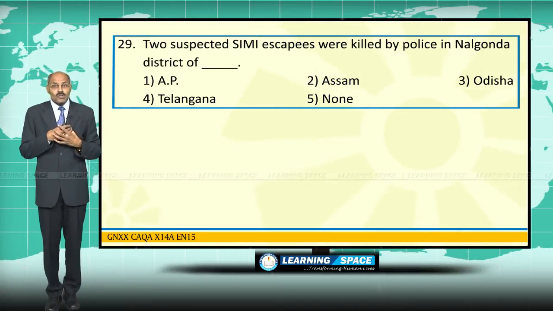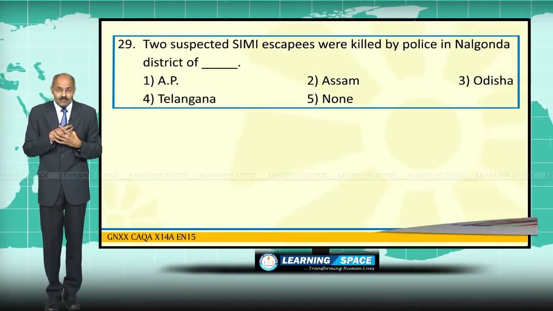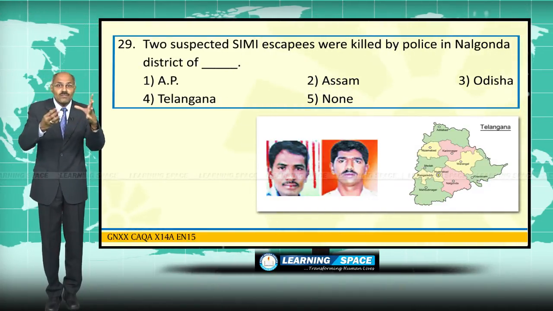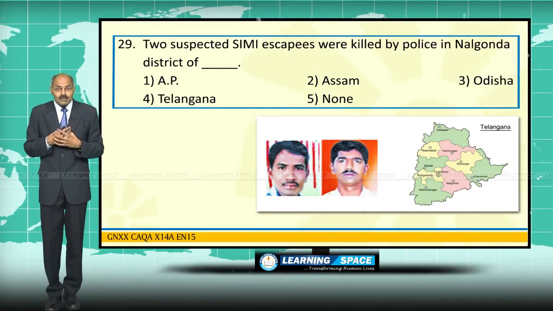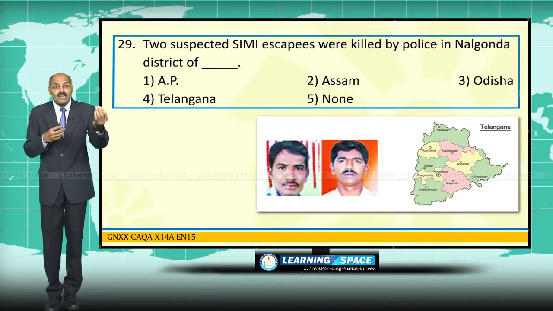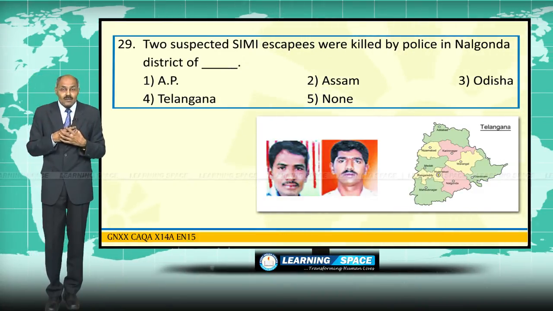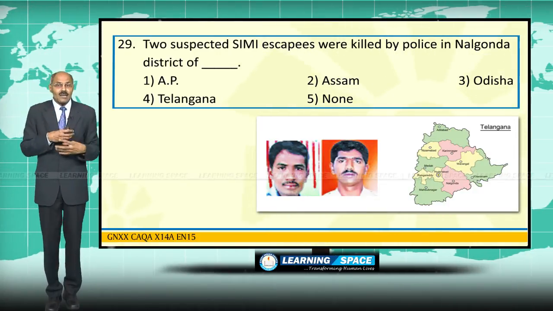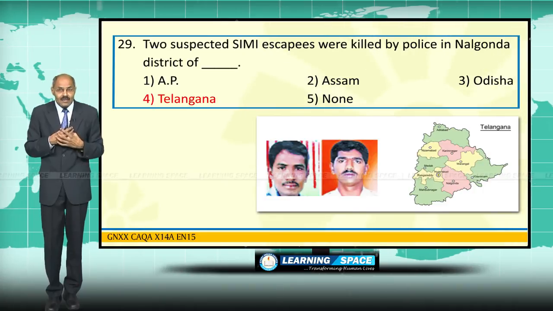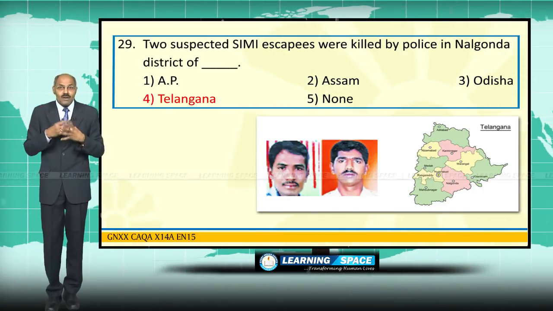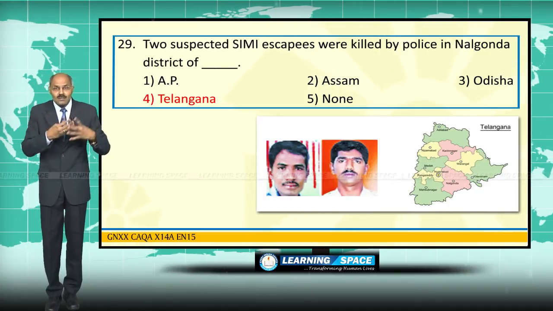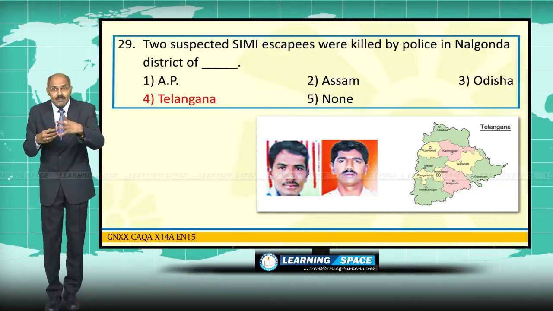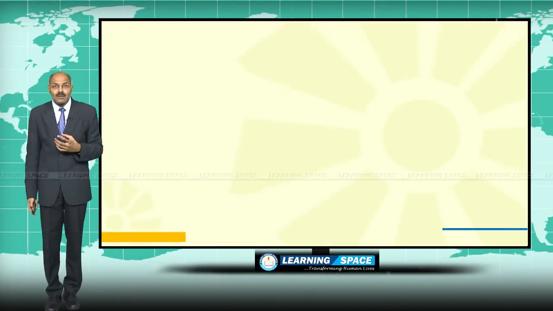Two suspected SIMI escapees. SIMI is Students Islamic Movement of India. Students Islamic Movement of India, the organization was founded in 1977 at Aligarh in Uttar Pradesh. Subsequently, government banned this organization. And the question here is, two suspected SIMI escapees were killed by police in Nalgonda district of Telangana. Recently, two SIMI escapees from some jail were found in Telangana region, and in an encounter, they were killed by Telangana police recently.